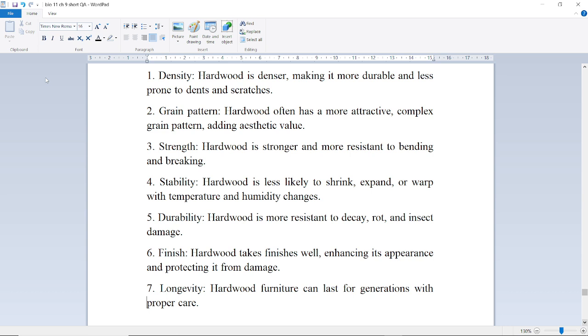Stability. Hardwood is less likely to shake, expand, or warp with temperature and humidity changes. Durability. Hardwood is more resistant to decay, rot, and insect damage. Finish. Hardwood takes finishes well, enhancing its appearance and protecting it from damage. Longevity. Hardwood furniture can last for generations with proper care.